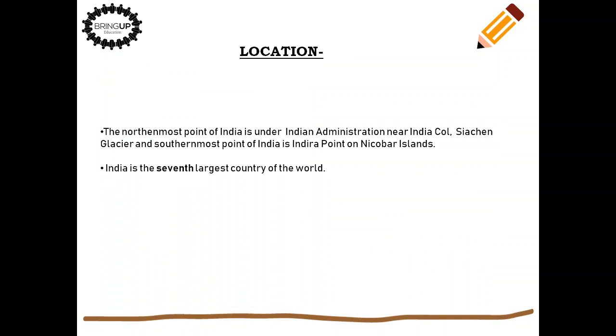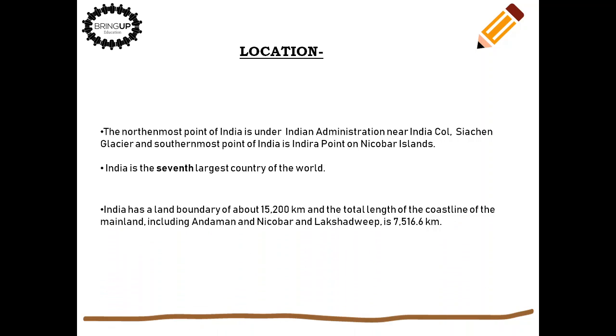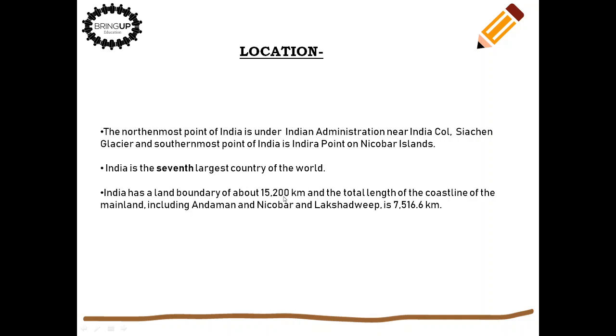India is the 7th largest country of the world. First is Russia, then Canada, USA, China, Brazil, Australia, and then 7th is India. India has a land boundary of about 15,200 km, and the length of the coastline is 7,516.6 km, which also includes the Andaman and Nicobar and Lakshadweep Islands.